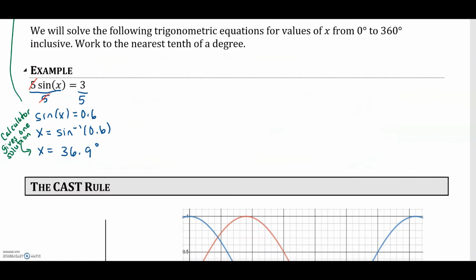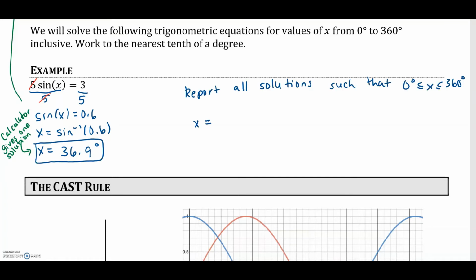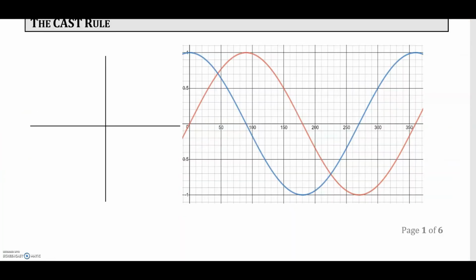Although there are an infinite number of solutions where sine of x is equal to 0.6, we want to only report the solutions between 0 and 360 degrees. Although we know one solution for x of 36.9 degrees, to find the second solution, we must use the CAST rule. The CAST rule tells us where the trig functions cosine, sine, and tan are positive.